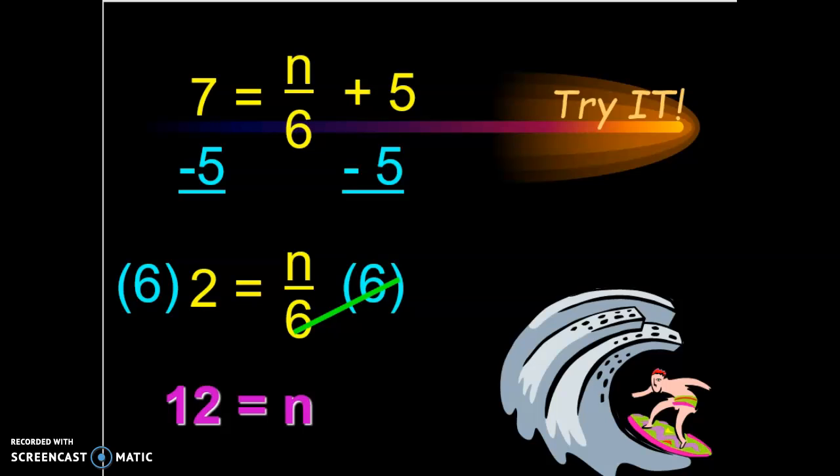All right, then I have 2 equals n over 6. How am I going to get rid of that divided by 6? I'm going to multiply by 6, the opposite operation. So when I have 6 divided by 6, that's just 1, and 1 times n is just n there on the right. But then I have to do the math on the left. 6 times 2 is 12.